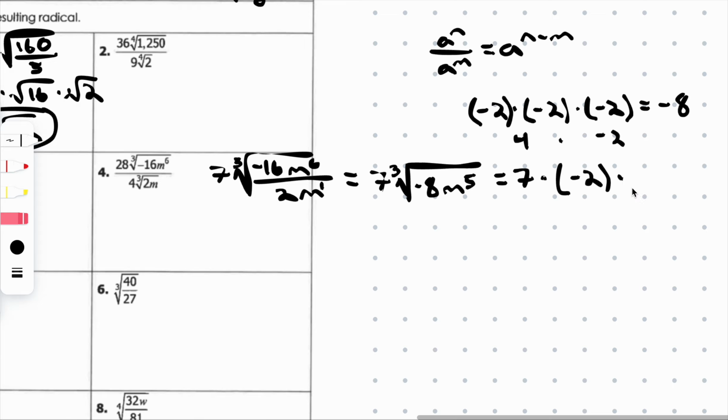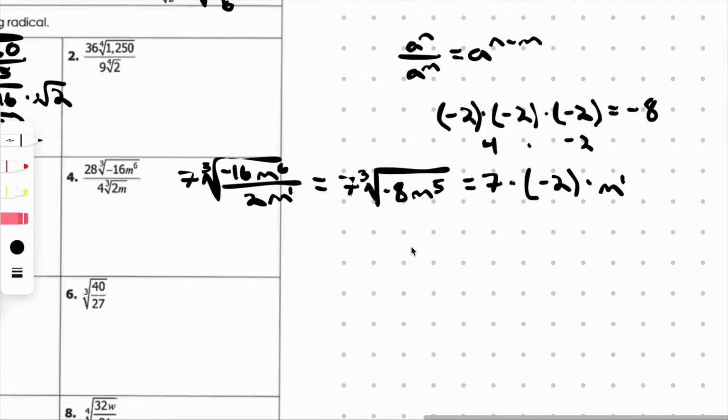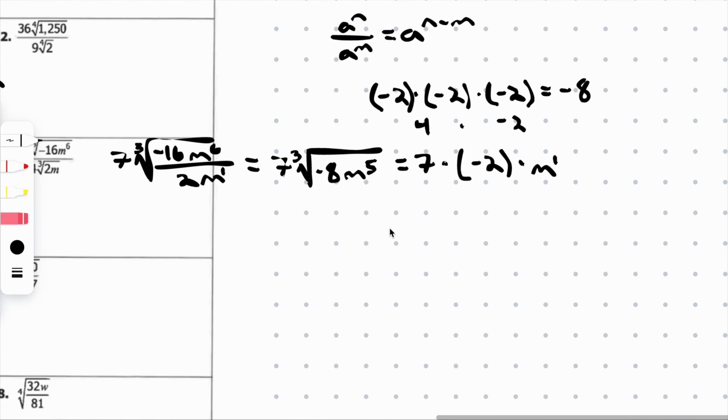So we're going to say times m to the 1st. And that m to the 1st is representing how many groups of 3s can go into 5 without going over. And then we ask ourselves how much is left over. And there's 2, right? When we only have one group of 3, that's 3. 5 minus 3 is 2. So we have 2 left over. So we're going to have to leave m squared, or m to the 2nd, under this radical. Okay? So something like that.